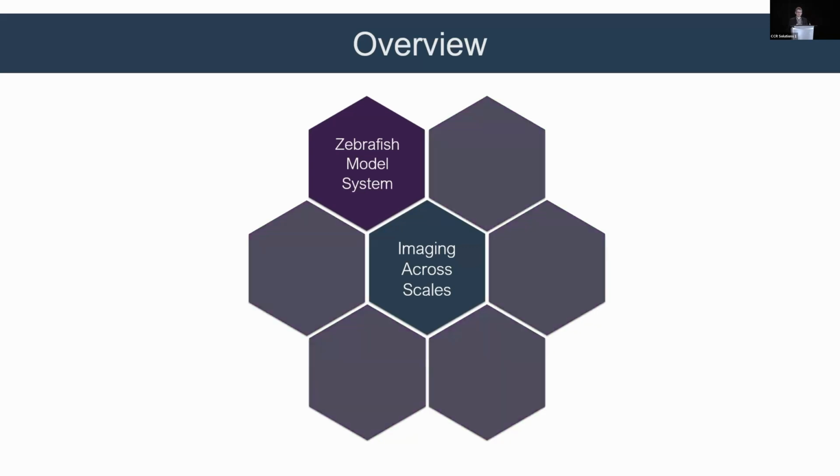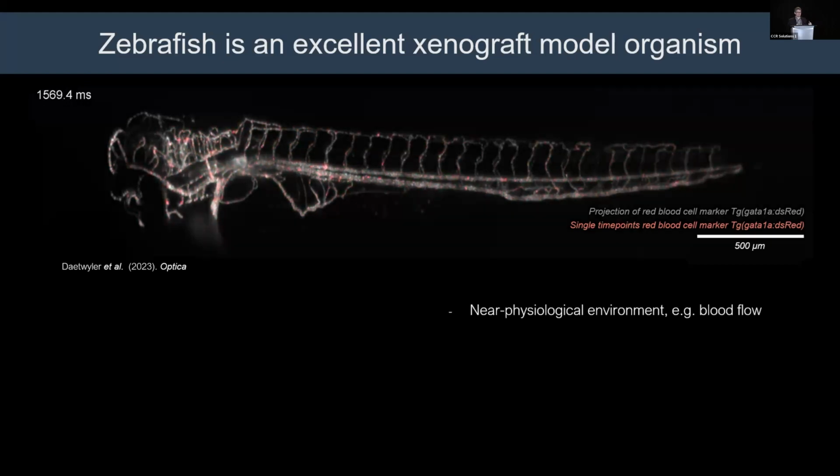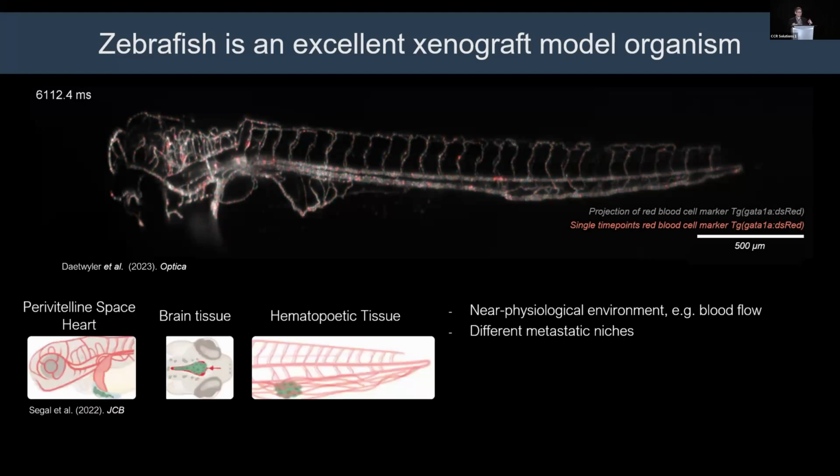So to the zebrafish as a model system, why are we using such a small, randomly seeming organism? And the reason behind this is, as you can see already on this movie as I play, we can really look at individual cells in a whole organism. So zebrafish provide a near physiological environment with blood flow, with an immune system, with different metastatic niches, for example, the head, the heart tissue, the hematopoietic niche where new blood cells are formed. And there are many genetic lines available to reveal this tissue context already that has been established by many researchers in the field. And for us in imaging, the optical translucency is sort of the selling point for zebrafish.